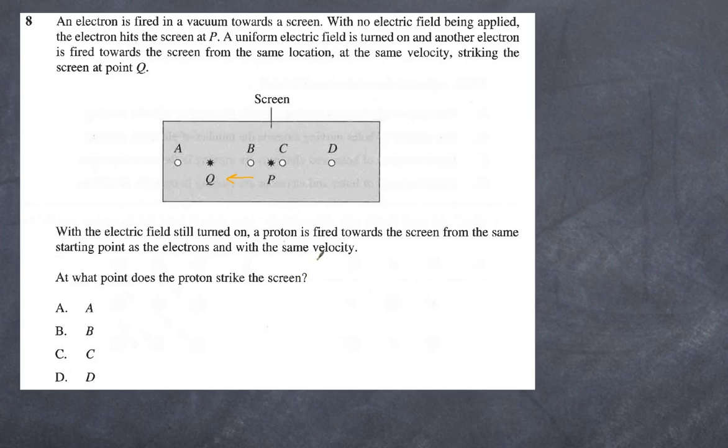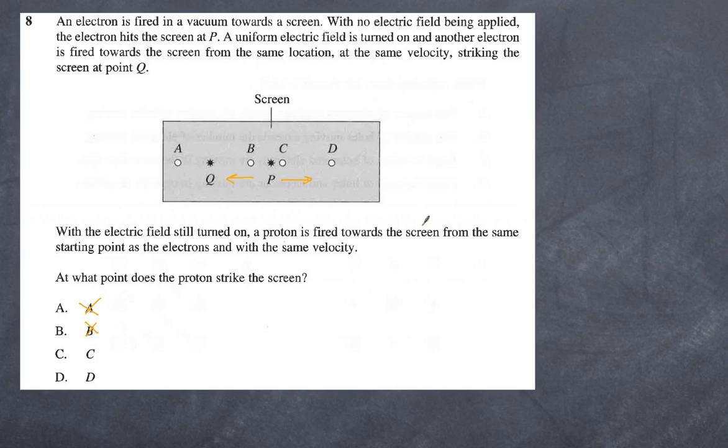So this is a little bit more difficult than previous questions. The first thing you should understand, of course, is that the proton is positive. Therefore, if an electric field causes an electron to move in that direction, my proton will experience a force in the opposite direction. That automatically excludes A and B.